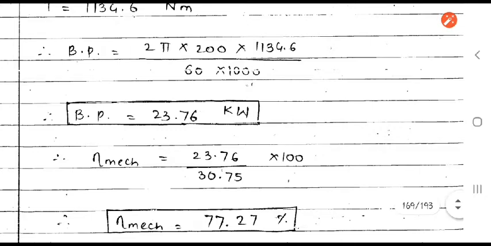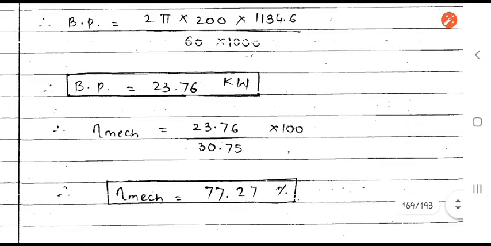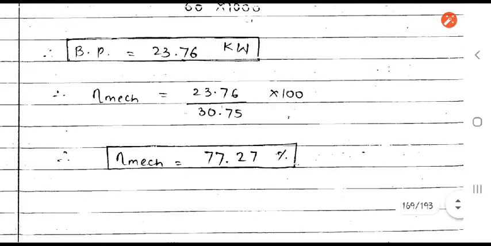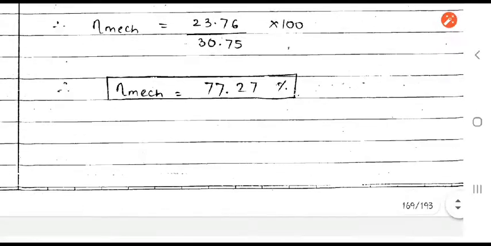Now finally we can calculate the mechanical efficiency, that is nothing but the ratio of brake power by indicated power, and we get the answer as 77.27%.